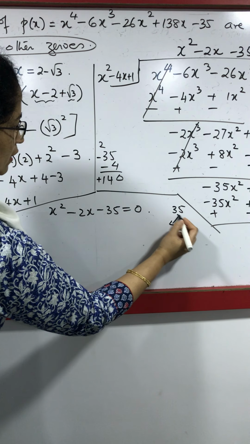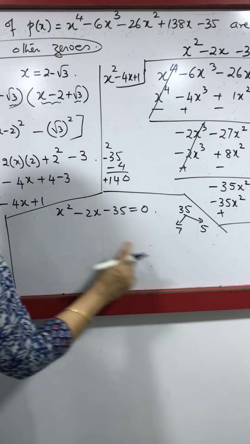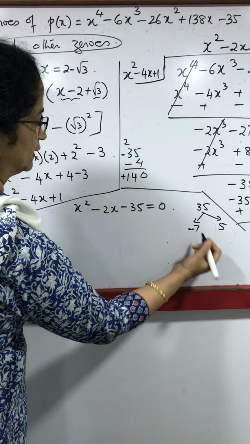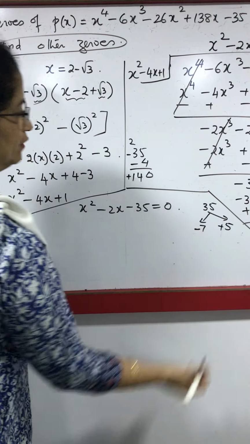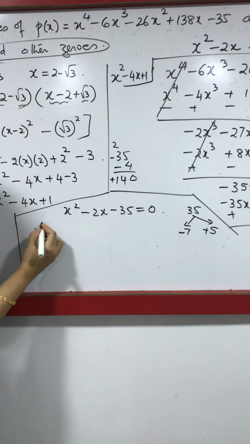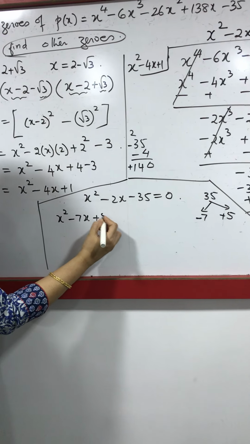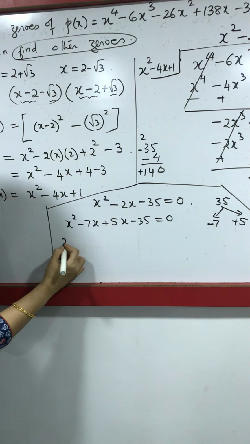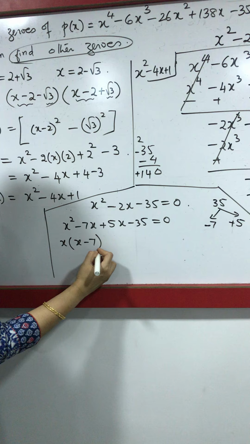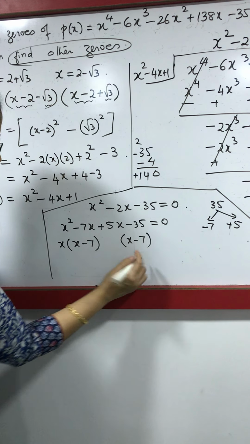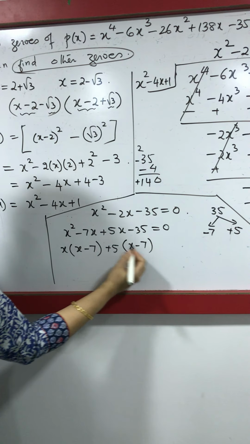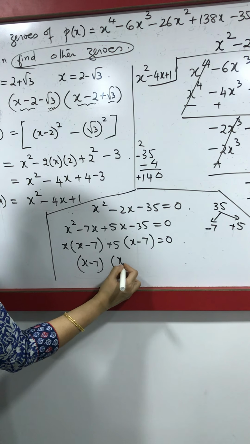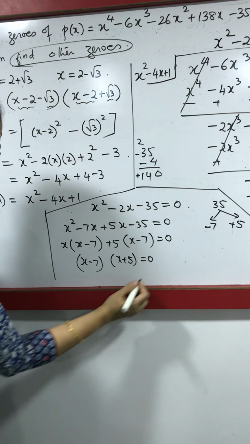Factors of 35 are 7 and 5, the difference of which will give us 2. We want minus 2, so this is negative 7, positive 5. So we factorize by splitting the middle term and solve further. Common factor is x. Repeat the bracket. We want plus 5x. So factors are x minus 7, x plus 5.